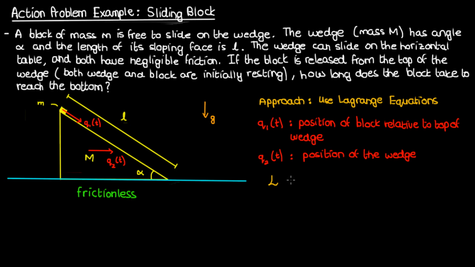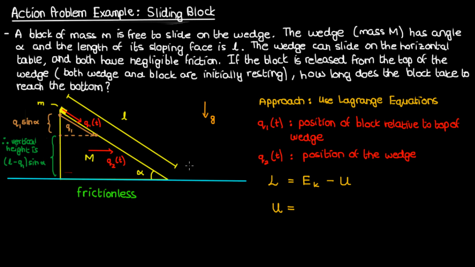Let's construct the Lagrangian. The Lagrangian of this entire system is the total kinetic energy minus the total potential energy. We'll start by looking at the potential energy. The wedge is already in contact with the ground, so its gravitational potential energy is 0. The block's potential energy depends on how far it is above ground. If the block has advanced a distance q1 from the top of the wedge, then that must mean that it's gone down a distance of q1 sine alpha vertically. Therefore, the vertical height of the block relative to the ground is L minus q1 times sine alpha, because L sine alpha is the total height of the wedge. This means I can write my potential energy as mg times (L minus q1 sine alpha).